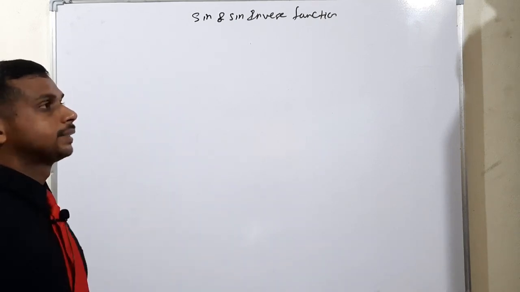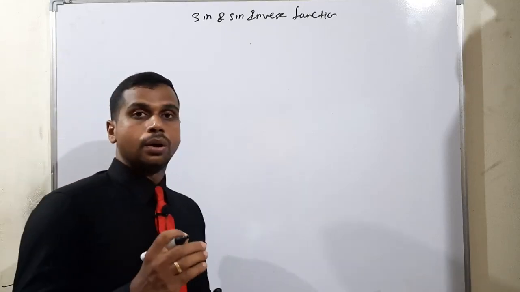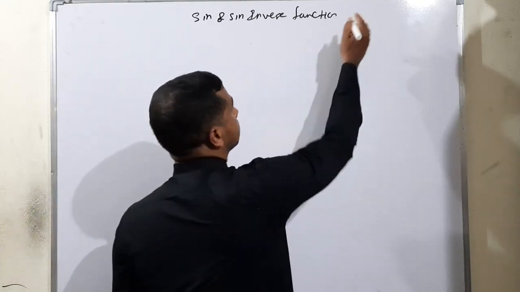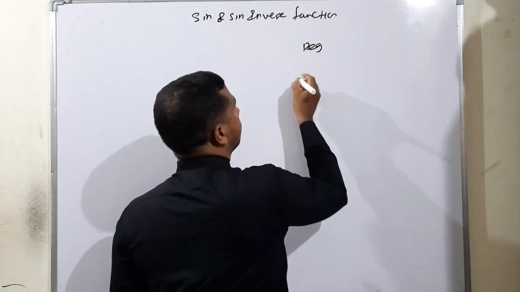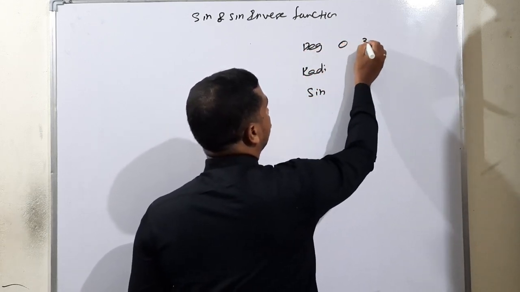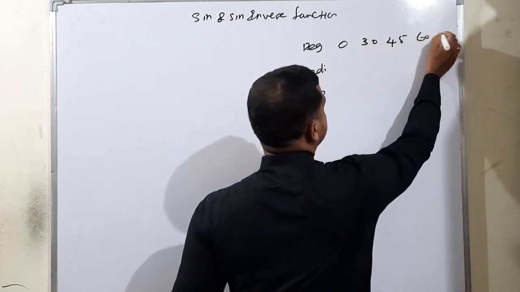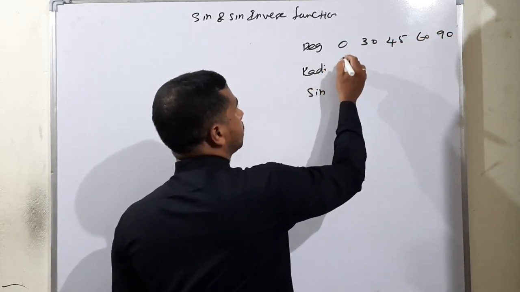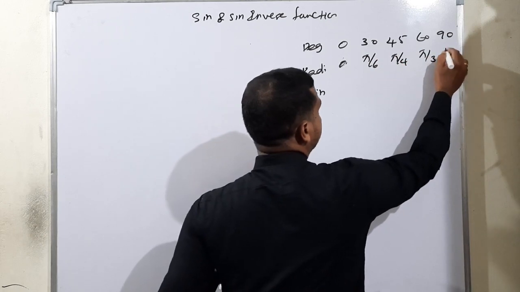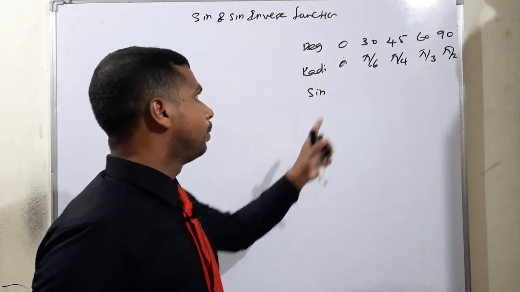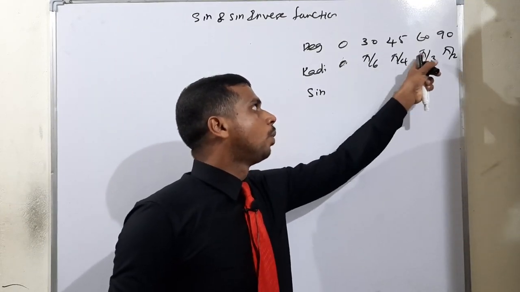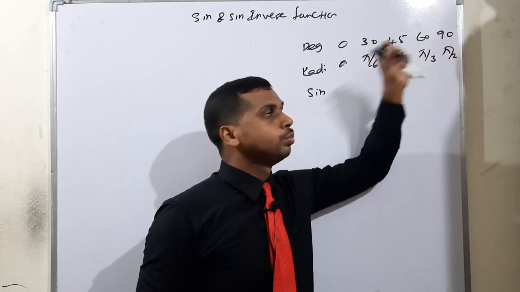Before moving to the sine and sine inverse function, first we have to understand thoroughly the value of sine from 0 to 90. Sine 0 to 90 means degrees, radians and sine values. Degrees are 0, 30, 45, 60, 90. Radians are 0, pi by 6, pi by 4, pi by 3 and pi by 2. I already told you the value of pi is 180. 180 divided by 6 is 30, 180 divided by 4 is 45, 180 divided by 3 is 60, and 180 divided by 2 is 90.